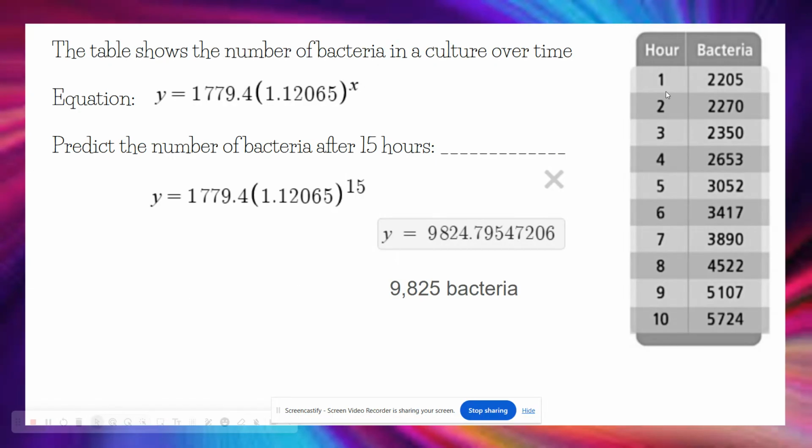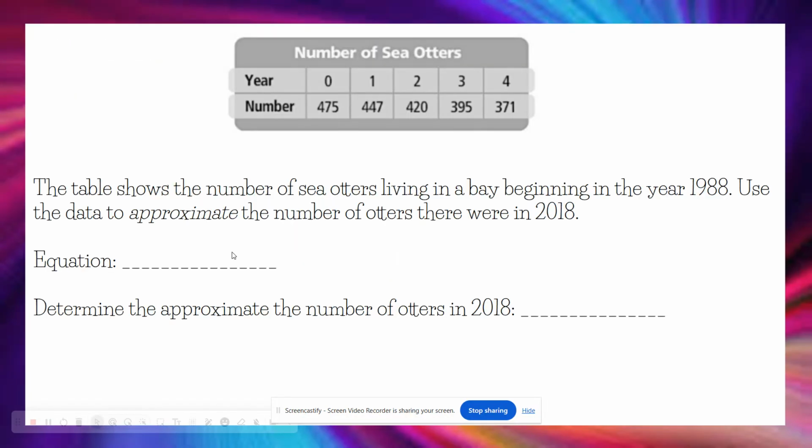And as you can see, this is a growth because if you notice, all of our values for the y's are increasing. You can also tell it is a growth by our b value being greater than 1.